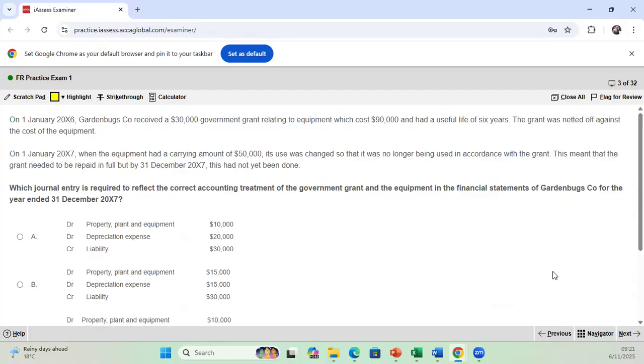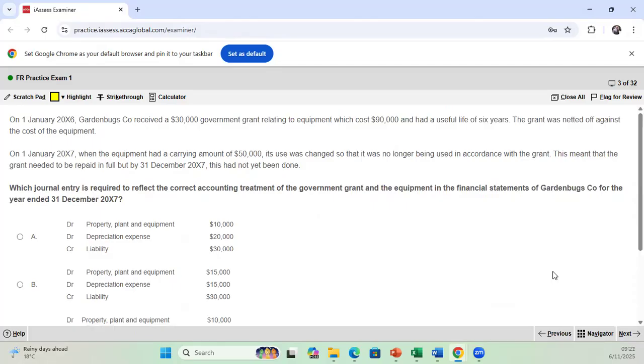So, if we receive a grant, but kana zvikanzi takutadza kumita ma-conditions, we have to repay the grant, which means it's now a liability to us. And this liability is to be paid within that same year. It's a current liability. So which journal entry is required to reflect the correct accounting treatment for the government grant and the equipment in the financial statements of G company for the year ending 31 December?